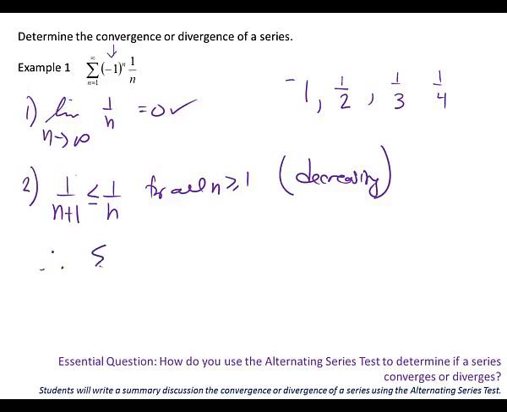So then we would say, therefore, our series from n equals 1 to infinity of negative 1 to the n, 1 over n, converges. I don't know why I put parentheses around my 1 over n. The limit has to be 0 and it has to decrease, and then it converges, okay? As long as it's alternating.